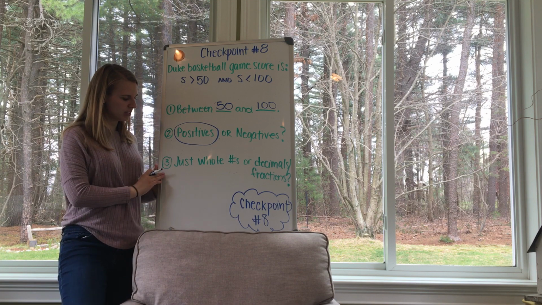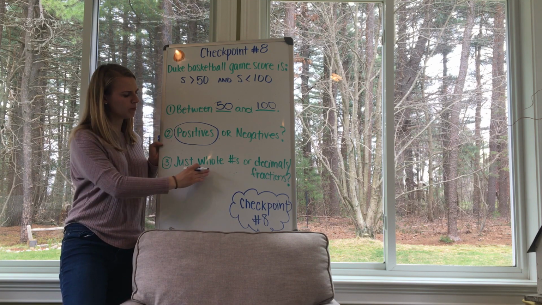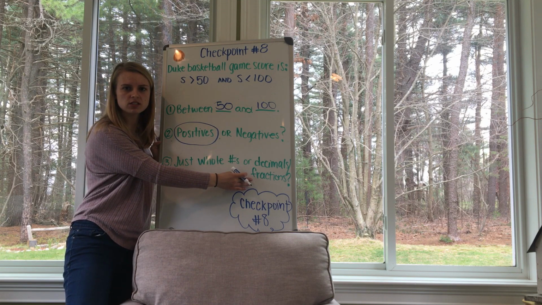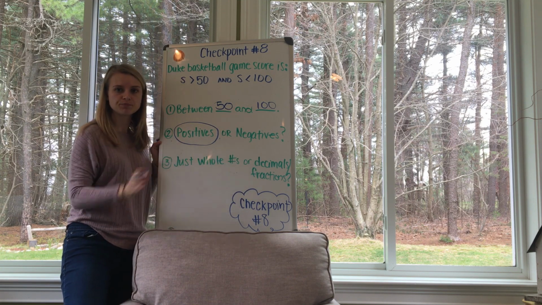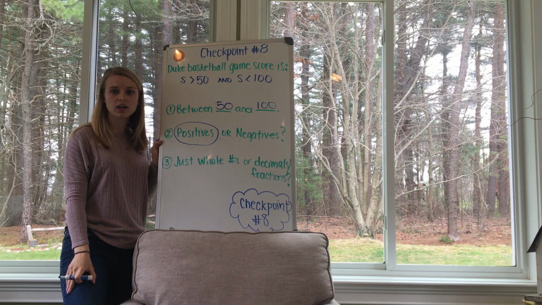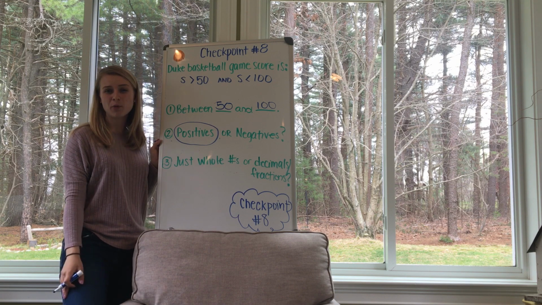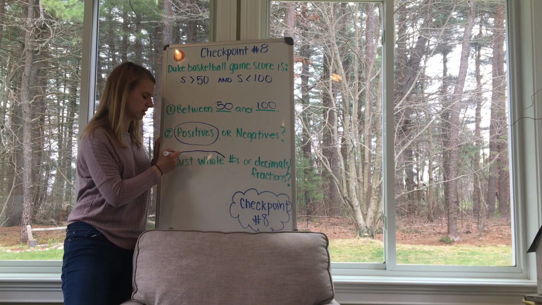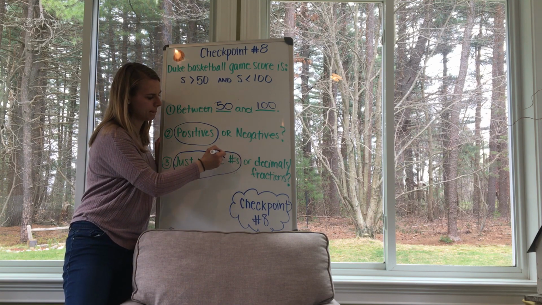And then the next question you need to ask is, are we working with just whole numbers? Can we include decimals and fractions? Or are we looking at both of those? So for basketball, you can get 1 point, 2 points, or 3 points at a time. There's no such thing as half a point, or a third of a point, a decimal, or a fraction. So it's just whole numbers. I'm going to circle that.